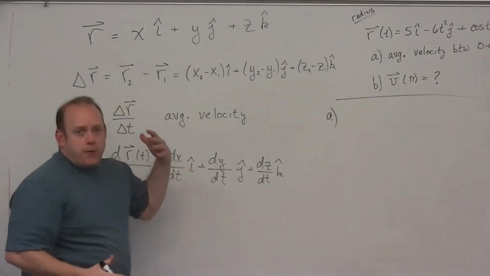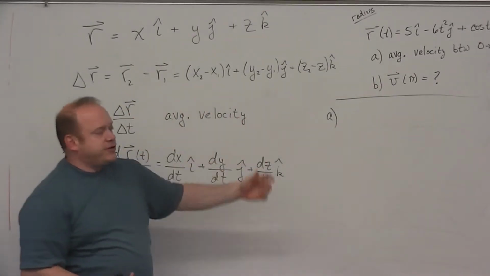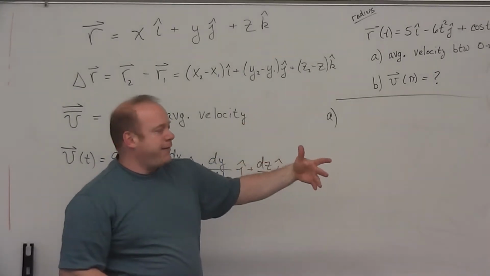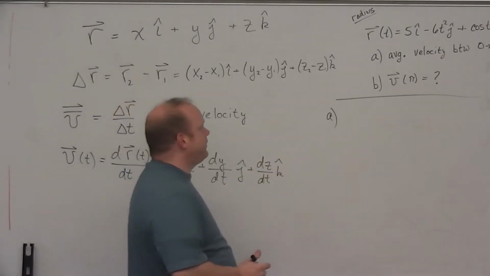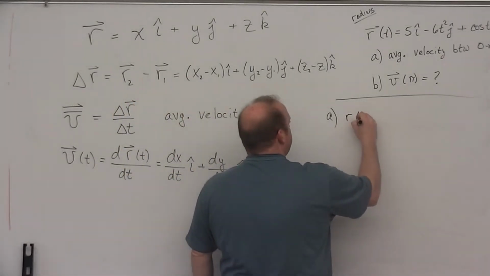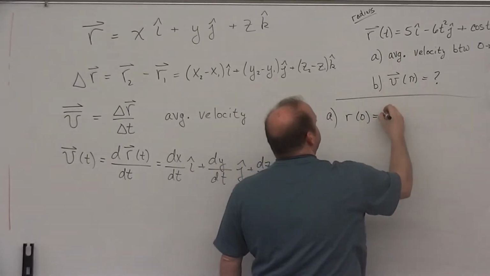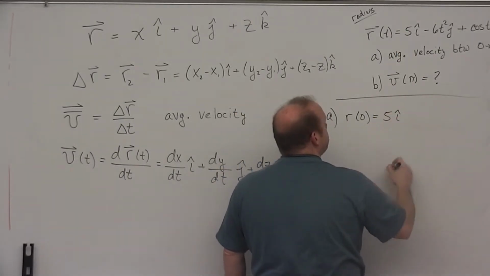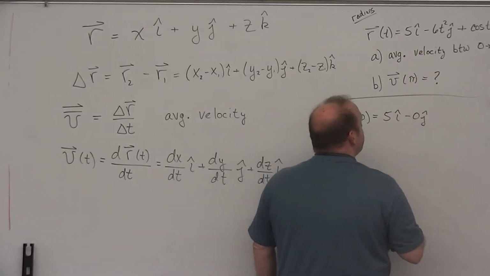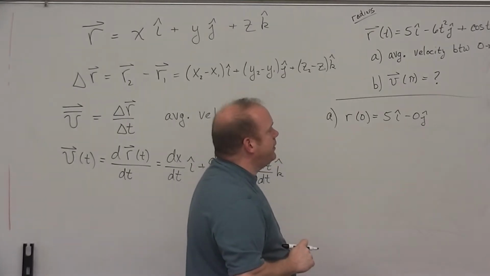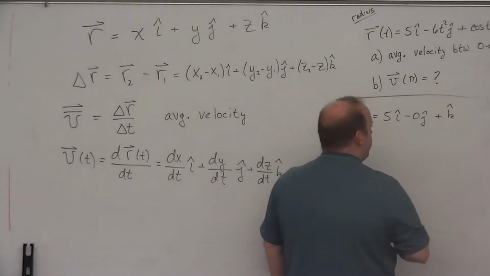What I have to do is figure out what my position is at time t equals 0. I have to figure out what my position is at pi seconds. And then I have to divide that by the time, which will be pi seconds. So now r of 0 is equal to 5 i hat minus 0 j hat. Now the cosine of 0 is 1, so I have plus k hat.